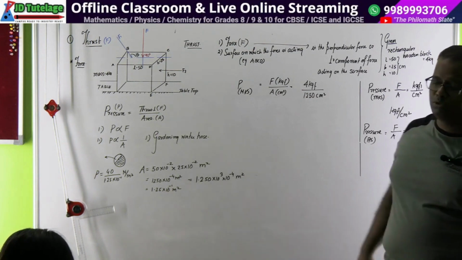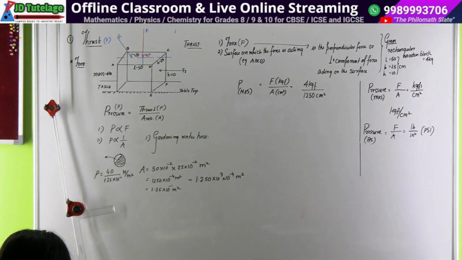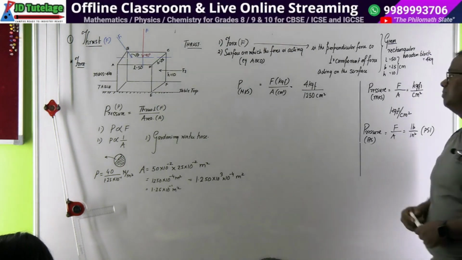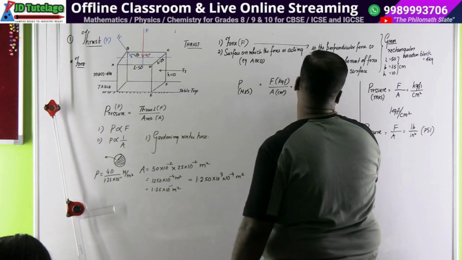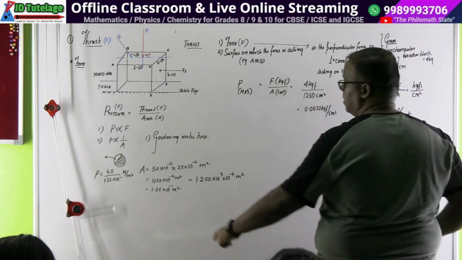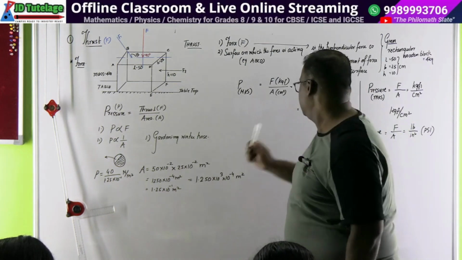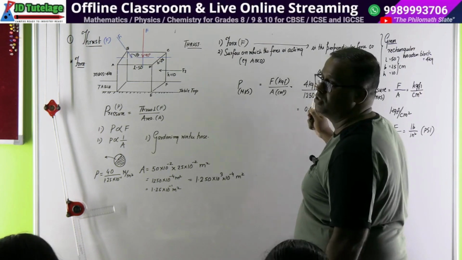4 divided by 1250. वो 32 वाला आंसर राइट ही है. It should be 32 only, correct. 0.0032 आएगा आंसर, करेक्ट. So this answer is 0.0032 kg force per cm square. And if you actually compare it with Pascal, then this thing should be in meter square, and एक 10 to the power minus 4 यहाँ पे आएगा.